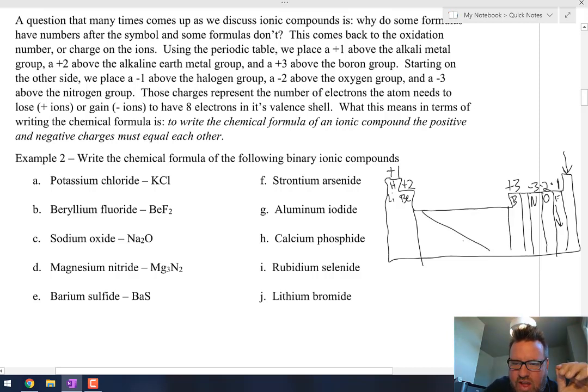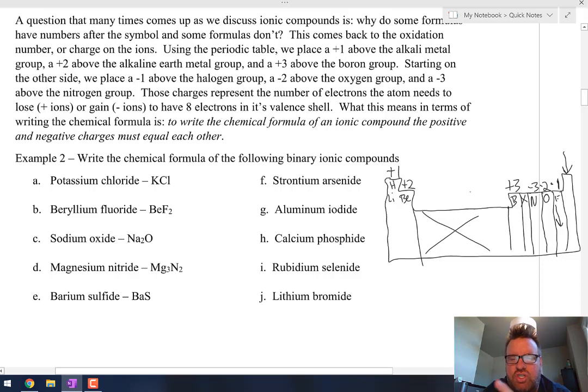I know we've left out the whole carbon group. Don't worry about those. The carbon group tends to only share electrons. Carbon doesn't really lose or gain electrons; it tends to just share them in a covalent bond. So that's why we don't include the carbon group there. And as for the transition metals, we're going to talk about those in our next video.